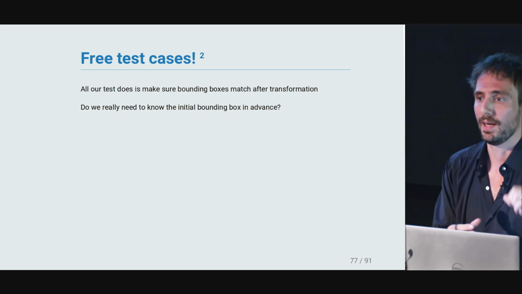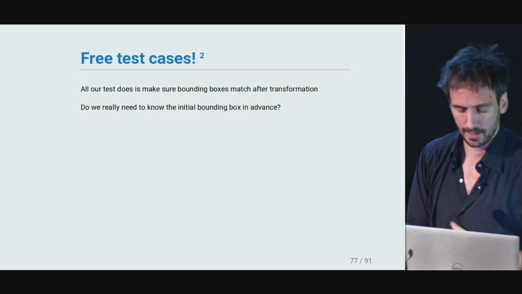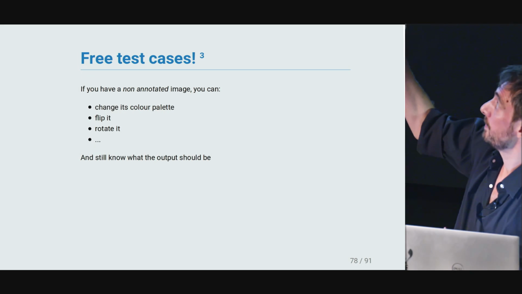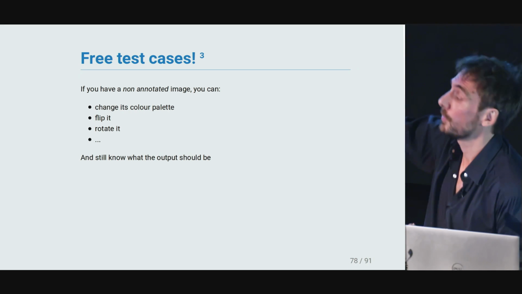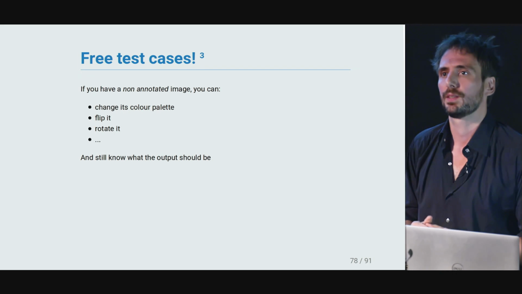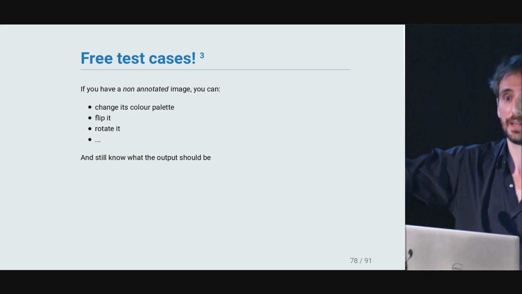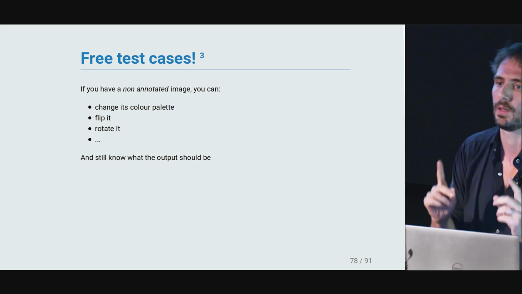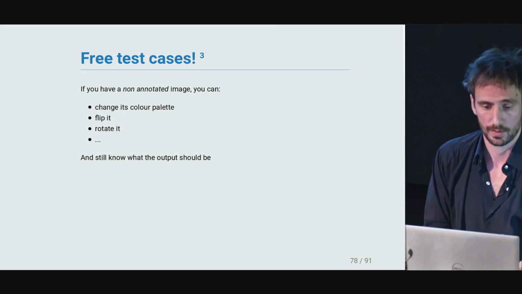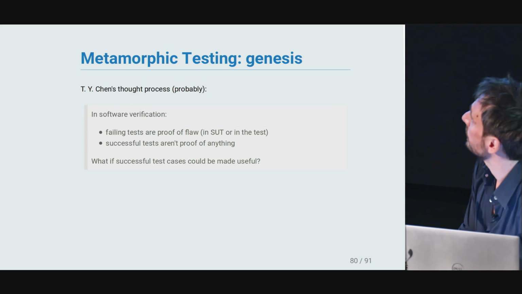Transform your inputs in ways that you control and that carry over to certain properties in the output, and check that. So if you have a non-annotated image, you can do lots of stuff with it and still know what the output should be. You went from, I'm going to spend a few weeks annotating faces, and that's just for starters, to give me the entire internet, and I can test that without ever looking at a single image, which is pretty neat. At least it means a lot less work for me, so this is the kind of stuff that I quite like. And this is the basis of metamorphic testing.